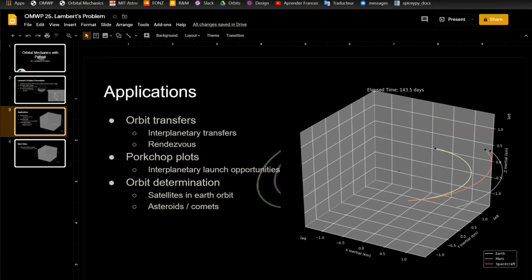So that's for that. And then also for rendezvous. If you want to rendezvous two spacecraft in orbit, you want to change the orbit of one spacecraft to catch up to or get to wherever the second one is, so you can use Lambert's problem in that case.